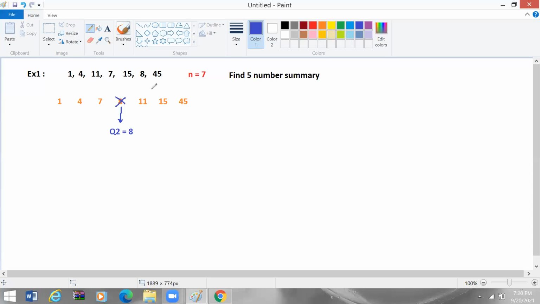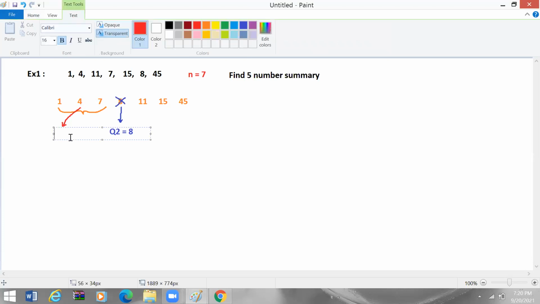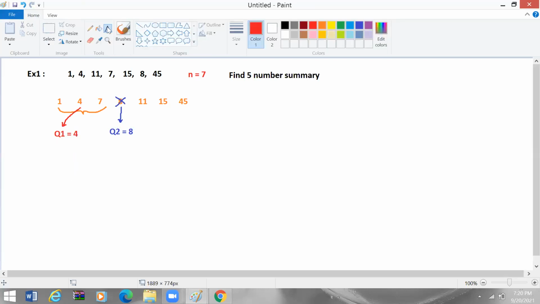Okay, and then we're going to look for Q1 using the first 3 numbers. So we don't count 8. Remember that, we don't count 8. So given 1, 4, and 7, we can figure out Q1 based upon that. So Q1 in this case will be equal to 4. On the other hand, we're going to have to look for Q3, so we also take 3 numbers.